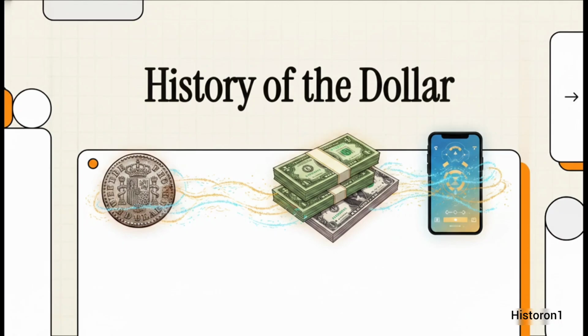Think about a dollar bill you might have in your pocket right now. Or, just picture the digital balance sitting right there on your phone screen. Today, the US dollar is absolutely, undeniably one of the most powerful currencies on Earth. But its story actually began long before the United States ever became a global superpower.